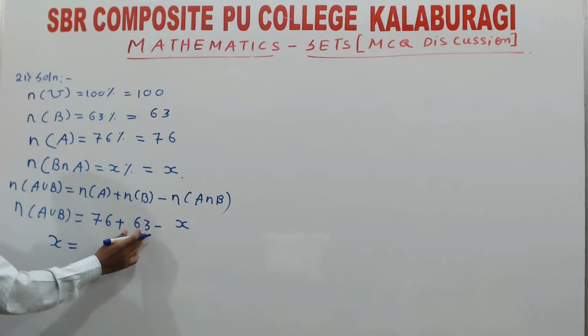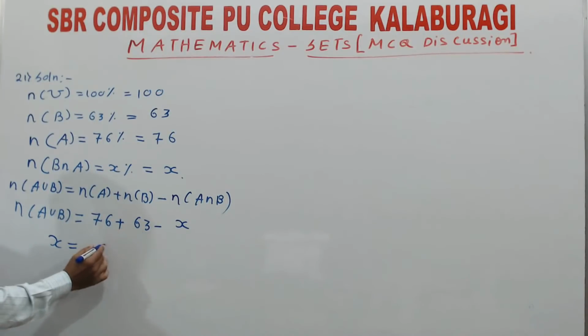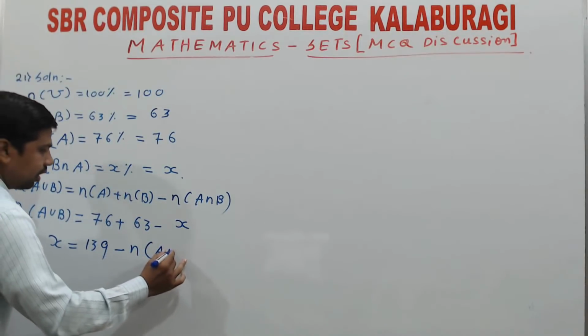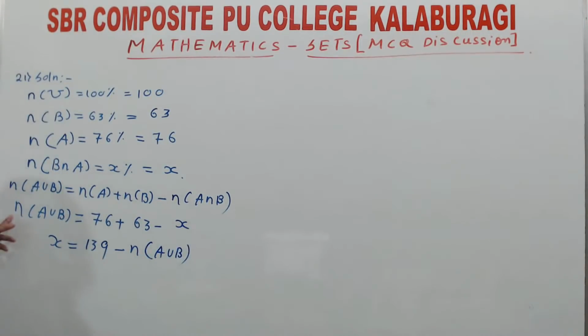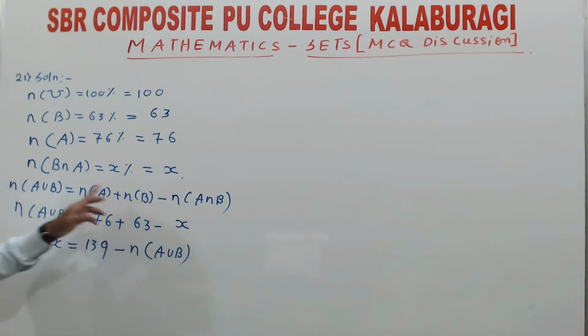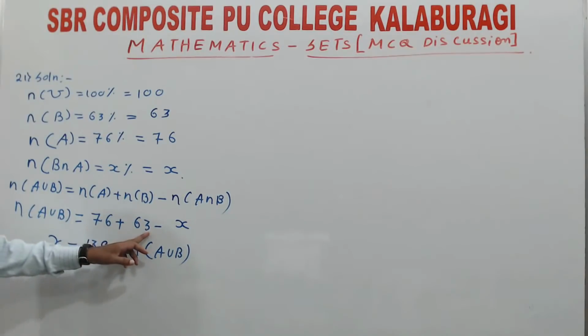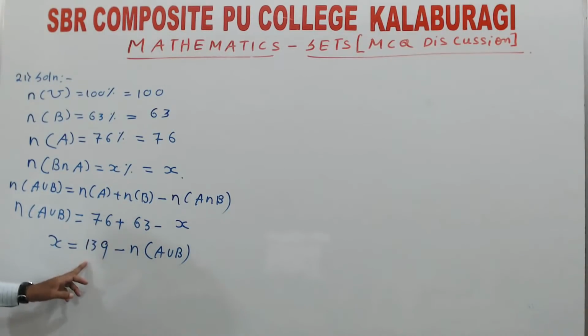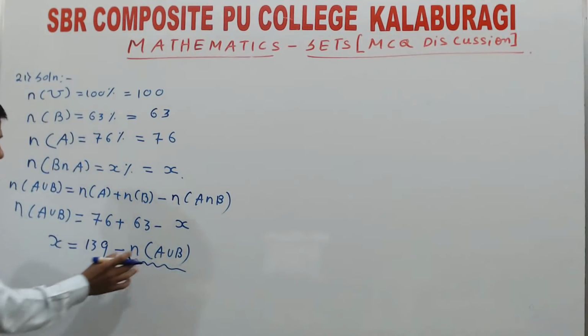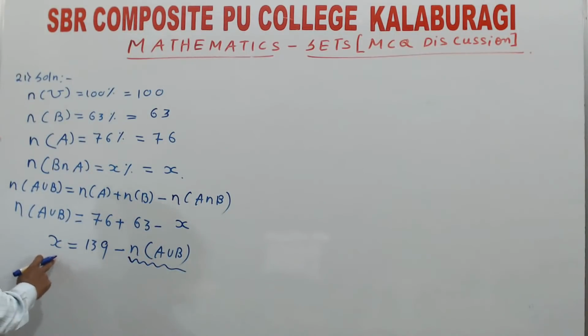It is equal to 139 minus n(A ∪ B). So plus n(A ∪ B), if I take it across, becomes minus n(A ∪ B), and minus X becomes plus X. 6 plus 3 is what? 9, 12, 139. Now we don't know what n(A ∪ B) is. If we substitute n(A ∪ B), we directly get the X value.